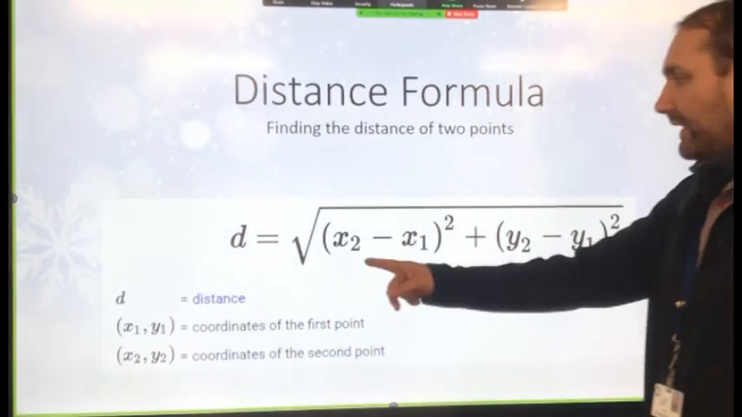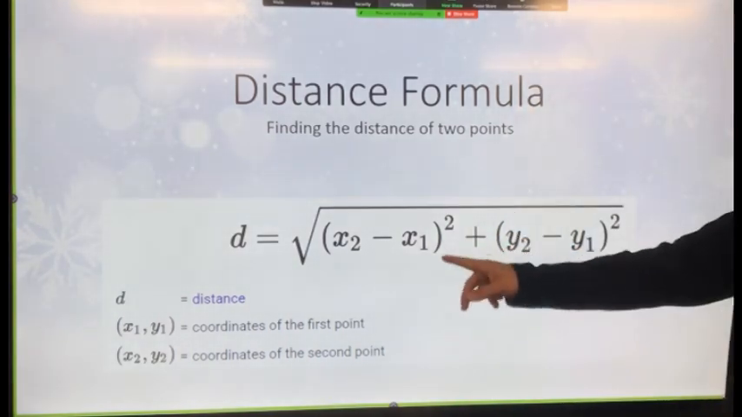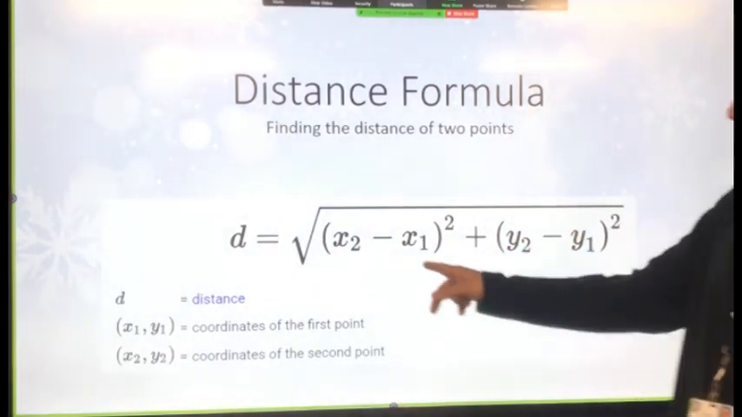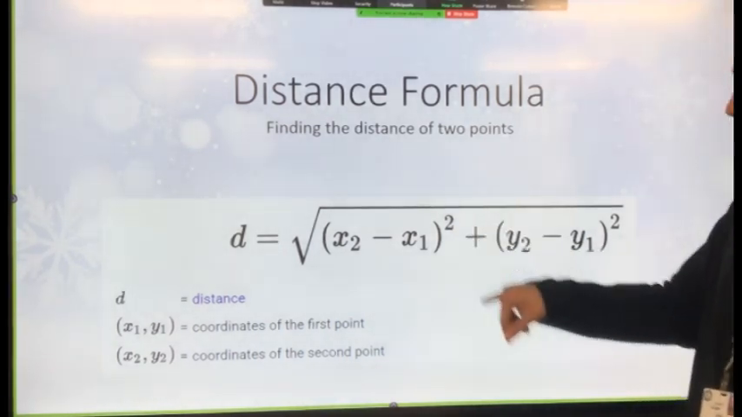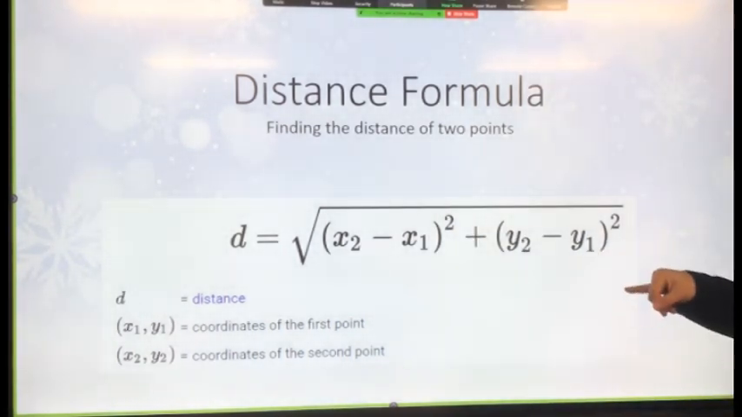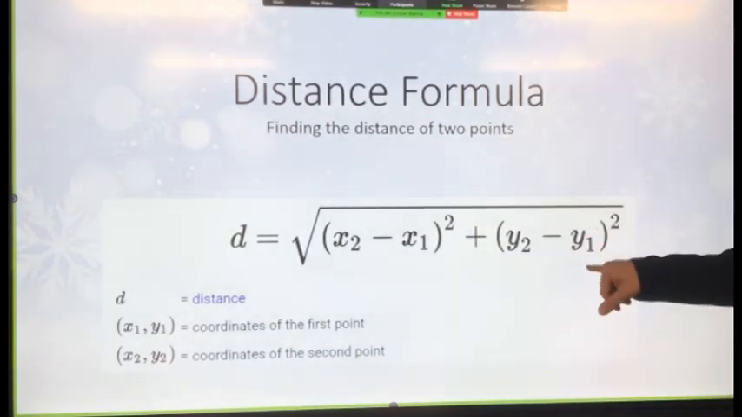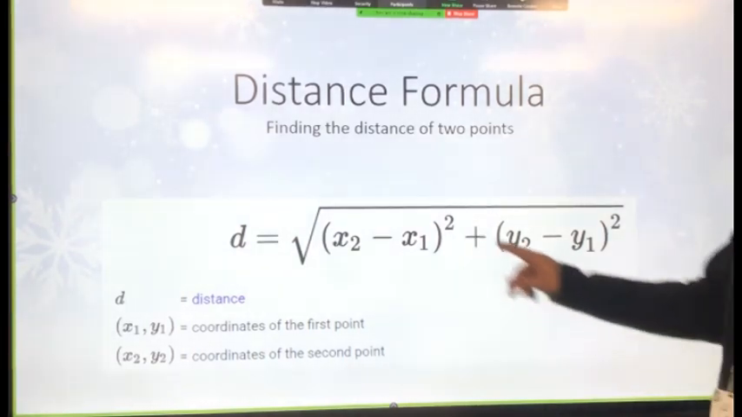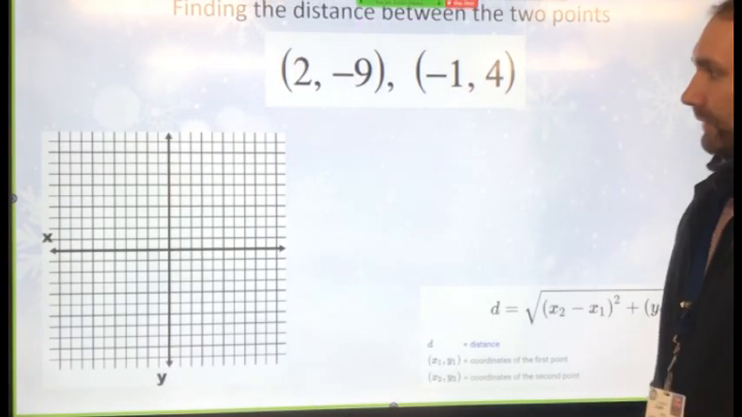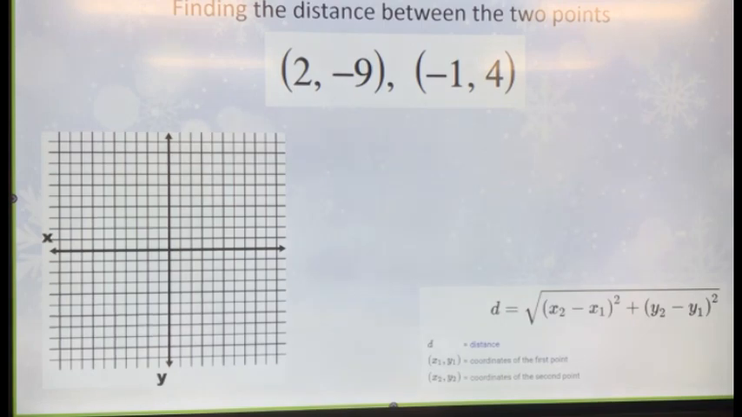So it is d equals the square root of x2 minus x1, so I'm finding the difference of my x values squared, plus y2 minus y1, so the difference of my y values squared. This should look familiar. Well, let's see how you can construct that formula. Where does it come from?